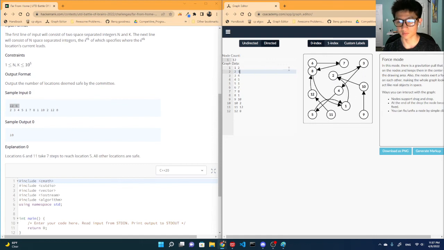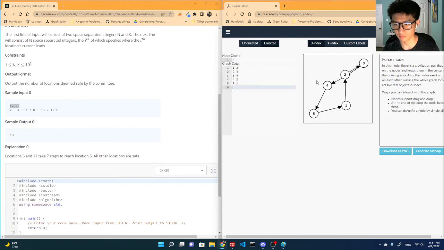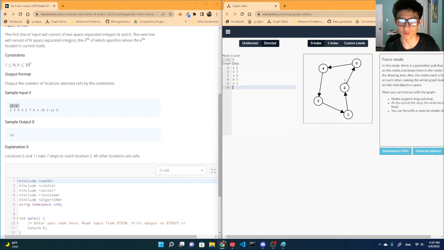So for example, let's just take out this. Okay. So I start at 1, I'm going to go to 2. There's only one way. 2 goes to 3, 3 goes to 4, 4 goes to 5, and 5 goes back to 1. And since we've already been at 1 before, the loop ends. That's the idea.